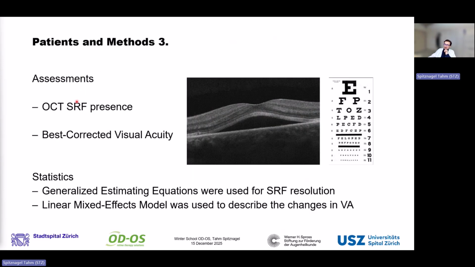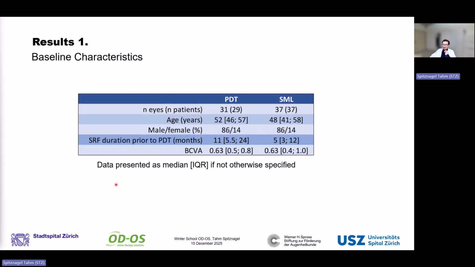We assessed in our study in the OCT the presence of subretinal fluid and as well the BCVA. We did some linear mixed effect models and some generalized estimating equations in the statistics. And let's already go ahead with the results, the baseline characteristics.